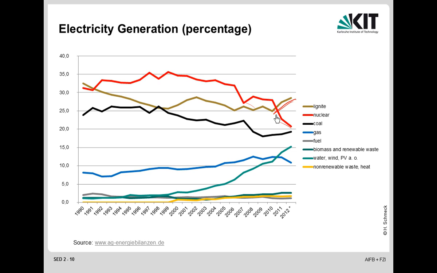We should try to phase out lignite, but there are quite a few political obstacles, political attempts to save labor forces and things like that. All kinds of interests are in there. We have coal, which is more or less stable, and gas is more or less stable, going down a little bit. We had some fuel, not that important. Biomass and renewable waste were not important, and certainly now are quite important. Water, wind, and photovoltaics are really important meanwhile. We know all that, and it's becoming ever more important.